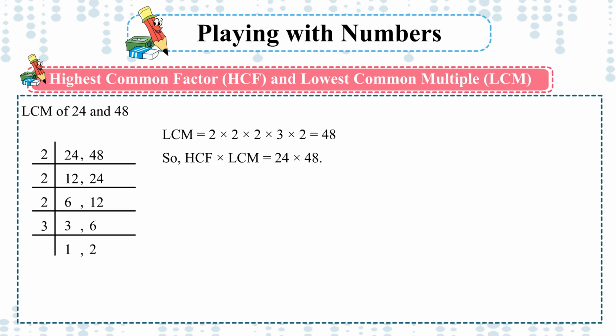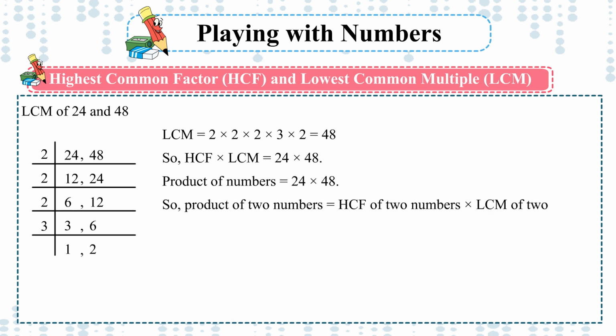So, HCF multiply LCM is equal to 24 multiply 48. Product of numbers is equal to 24 multiply 48. So, product of two numbers is equal to HCF of two numbers multiply LCM of two numbers.